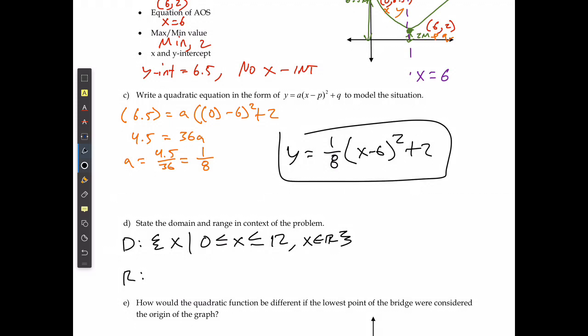The range is going to be represented by y, where the lowest point that y hits is 2, is less than or equal to y, is less than or equal to the highest point that it connects, which is 6.5 meters up, where y ∈ R.